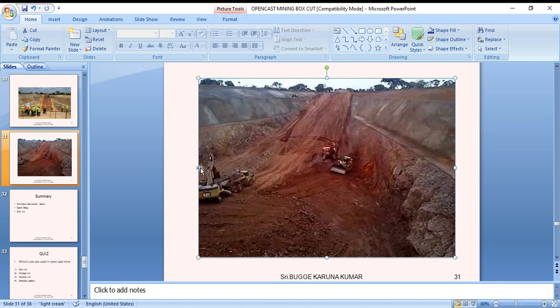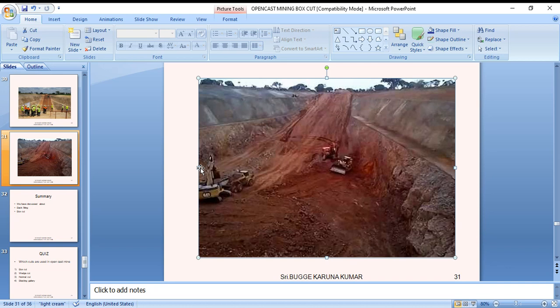The excavation of the trench for the preparation of the ground surface. You see what activities are going on inside. So this is the overall review of the box cut, and once again I repeat the slides for your understanding purpose.